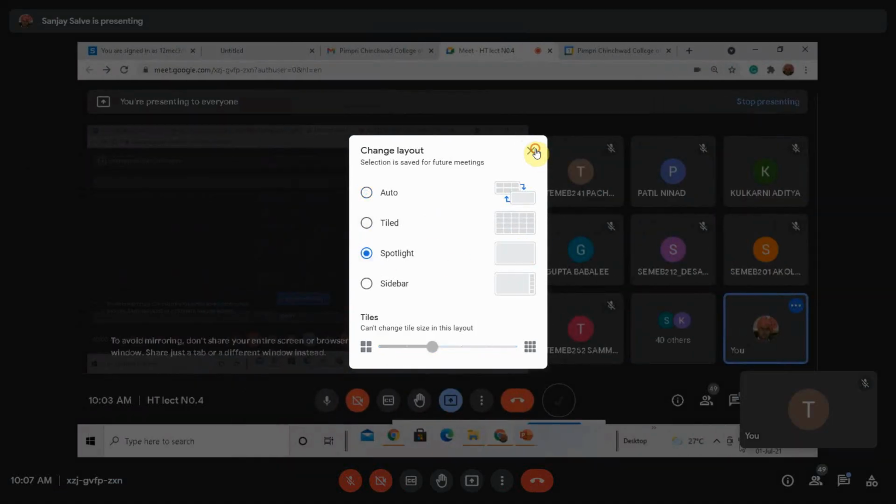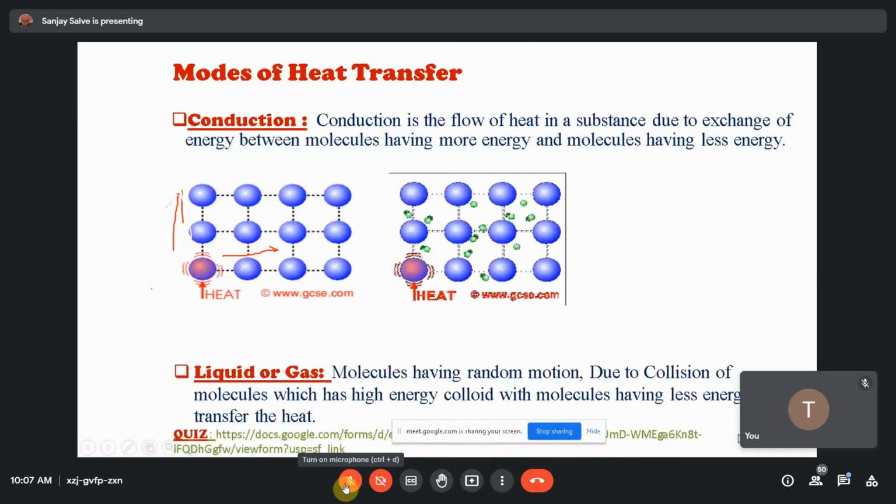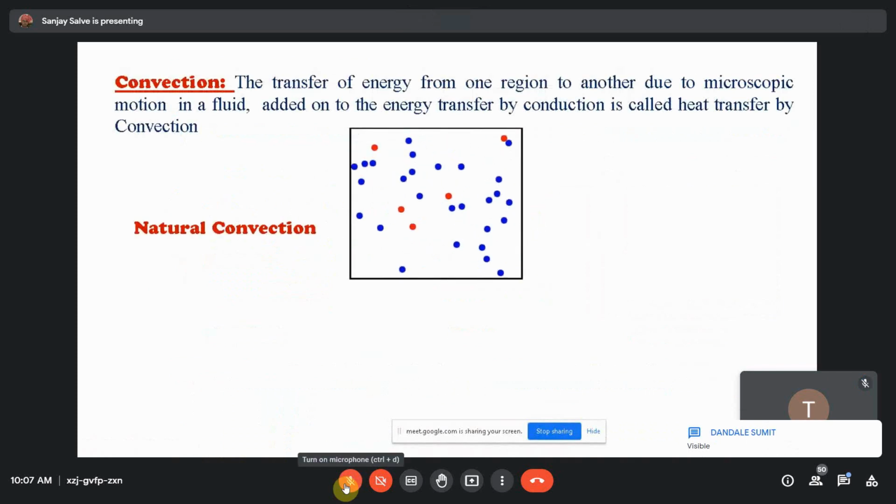Is it visible? See? Okay. With animation.